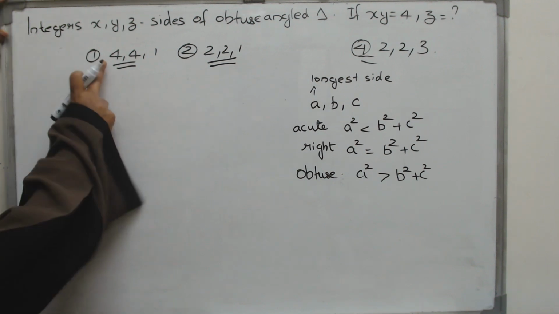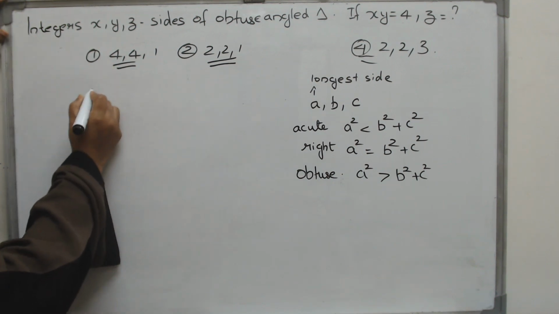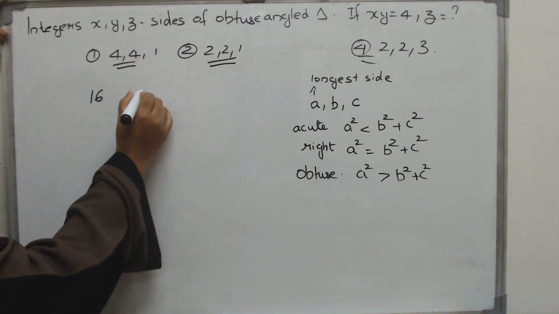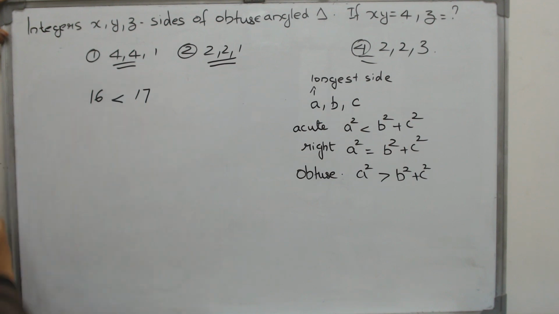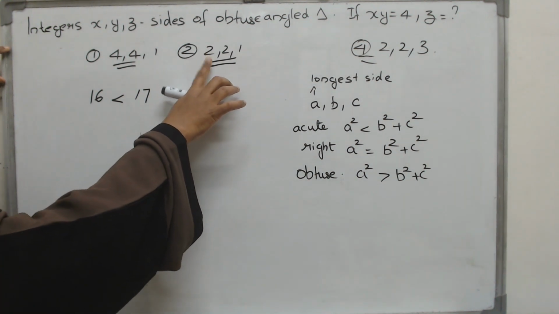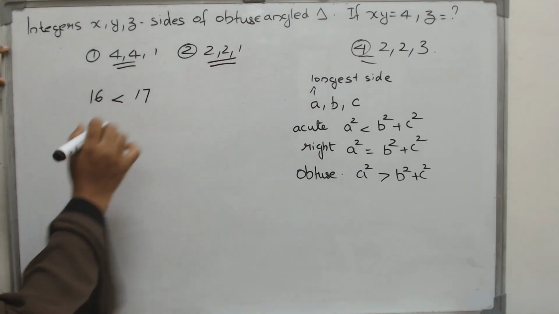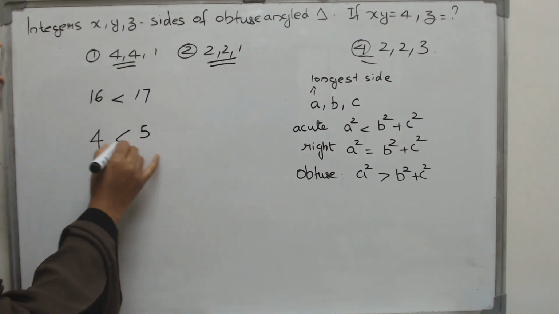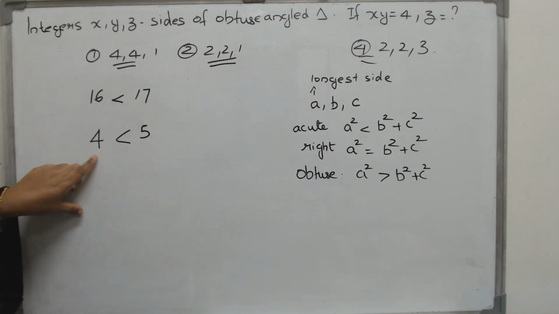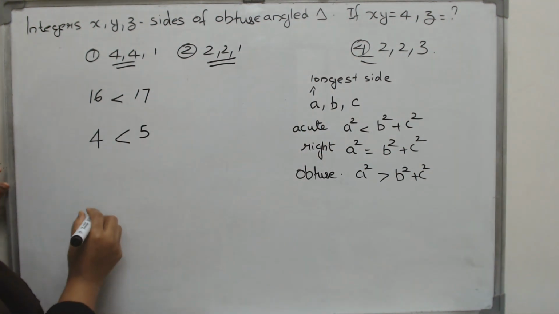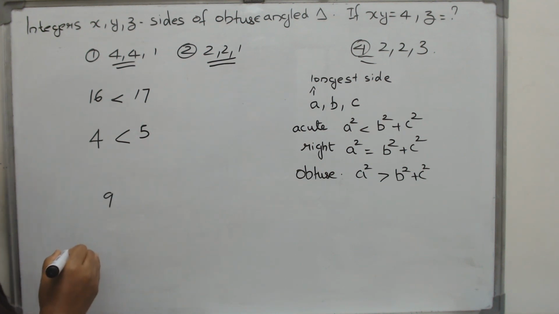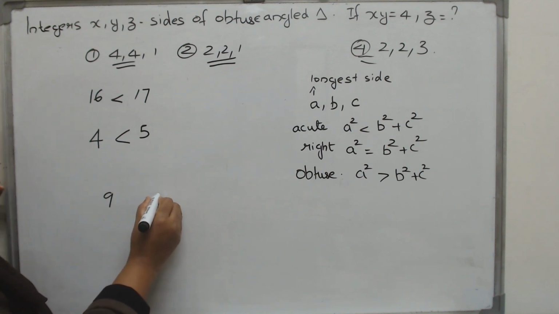But anyway, here take one of the longest sides, and its square is 16. The sum of the squares of the other two sides is going to be 17. So there, it is going to be an acute triangle. Now go to this one. Take one of the largest sides. Its square is 4. The sum of the squares of the other two is 5. Again, what you have is an acute angled triangle. So the last triangle, its greatest side is 3. The square is 9. The sum of the squares of the other two sides is 8.